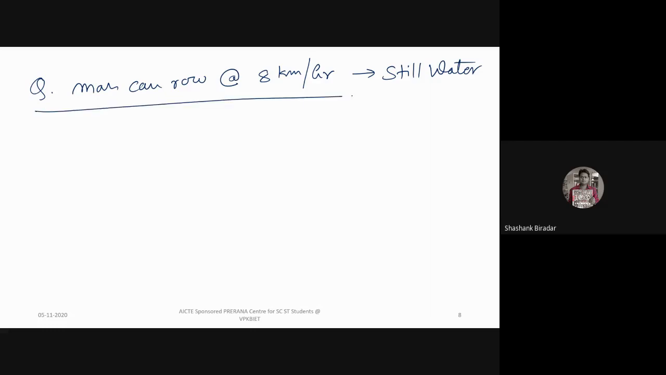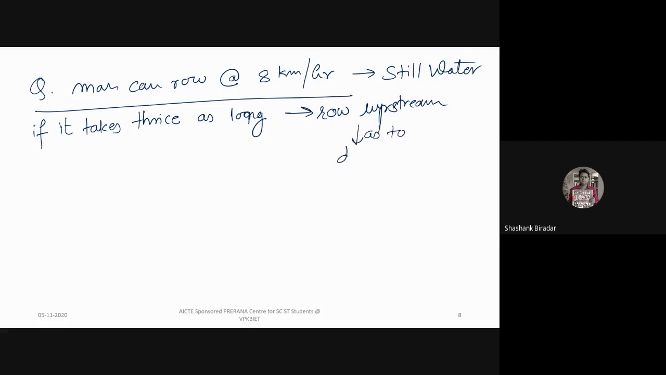If it takes thrice as long when he rows upstream as to downstream, then we need to find the stream velocity.